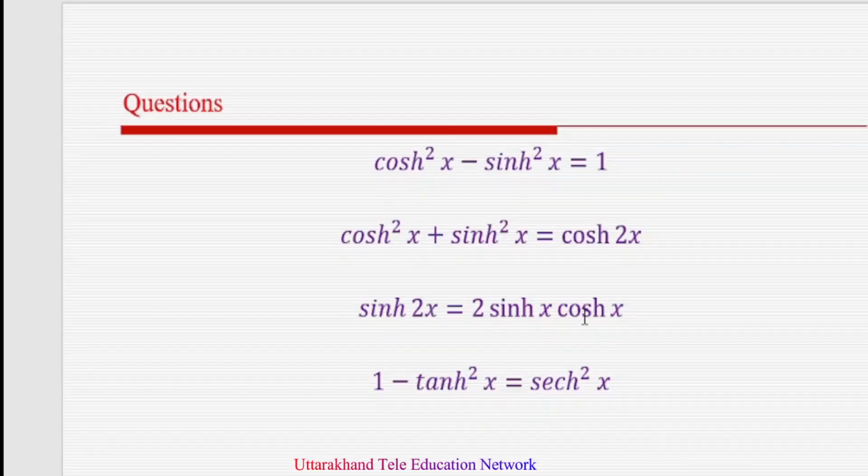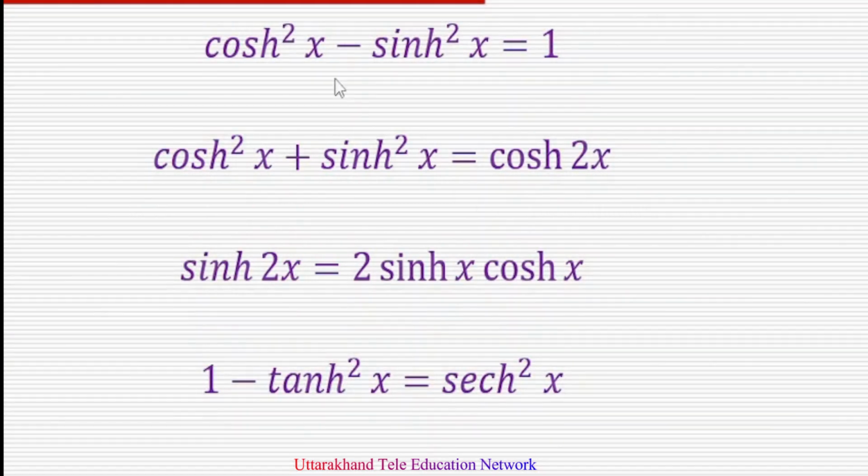Now on the basis of the definition of hyperbolic functions and circular functions and the relation between them, we can handle some questions and establish some formulae. The first formula between hyperbolic functions is hyperbolic cos x square minus hyperbolic sin x square is equal to 1. This formula can easily be calculated by putting the values of hyperbolic cos x and hyperbolic sin x in terms of e raised to power x.